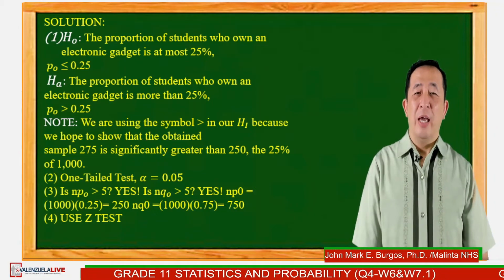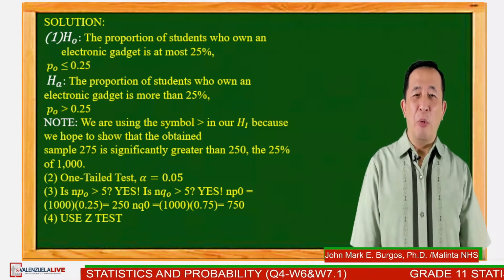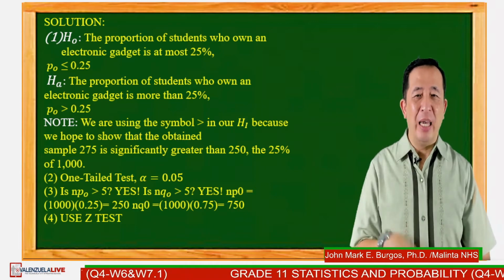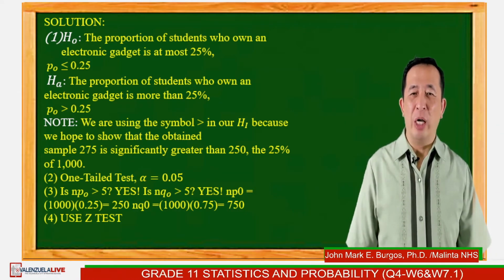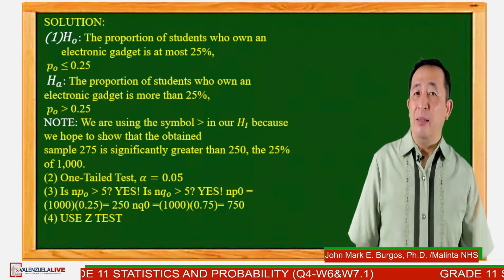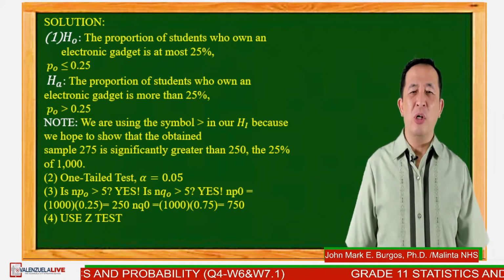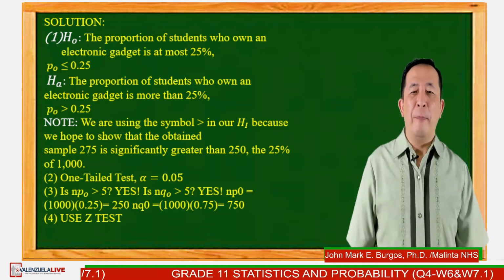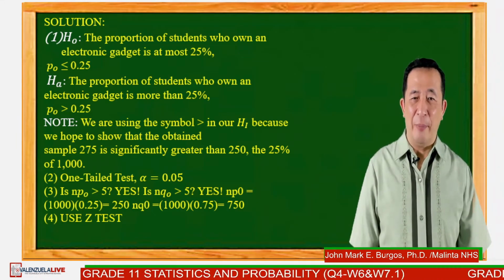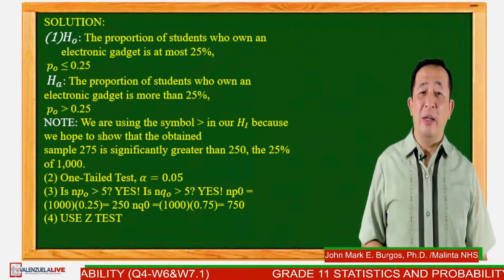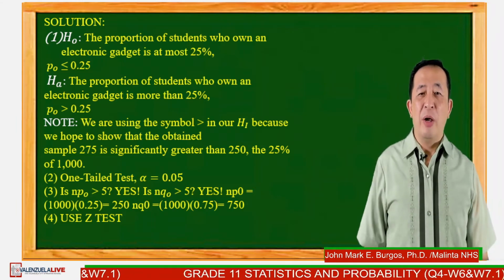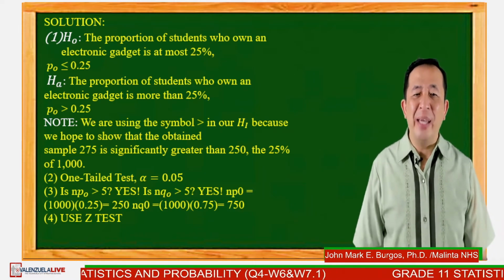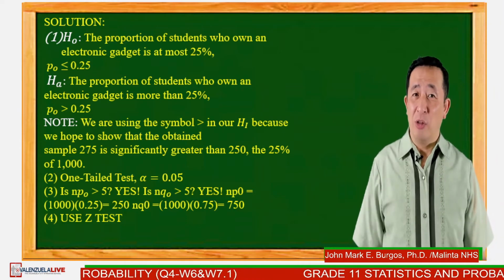For our solution, the null hypothesis, or HO, is that the proportion of students who own an electronic gadget is at most 25%. That is, P sub O is less than or equal to 0.25. But in the alternate hypothesis, the proportion of students who own an electronic gadget is more than 25%, or P sub O is greater than 0.25. Take note that we are using the symbol greater than in our alternate hypothesis because we hope to show that the obtained sample of 275 is significantly greater than 250, the 25% of 1,000.